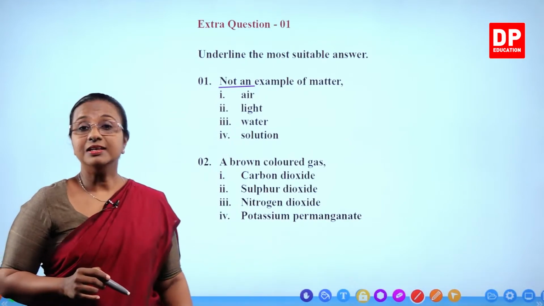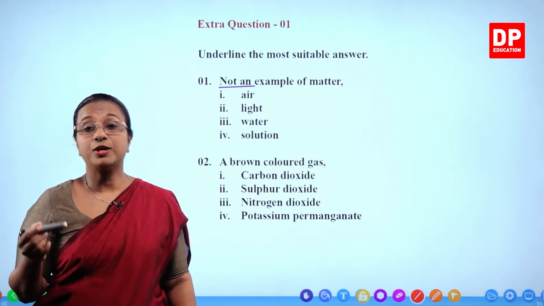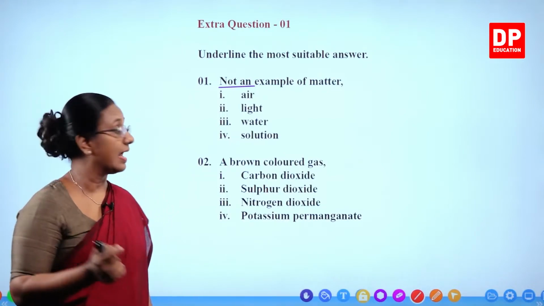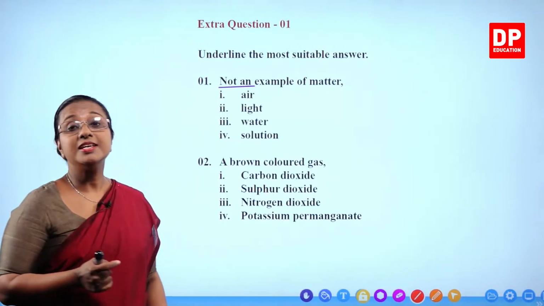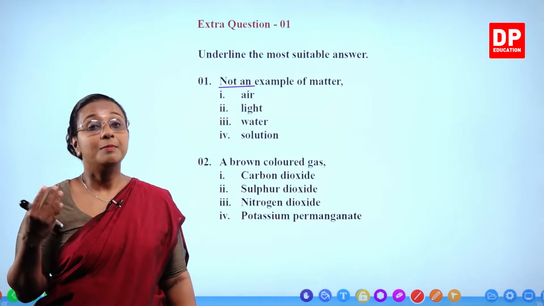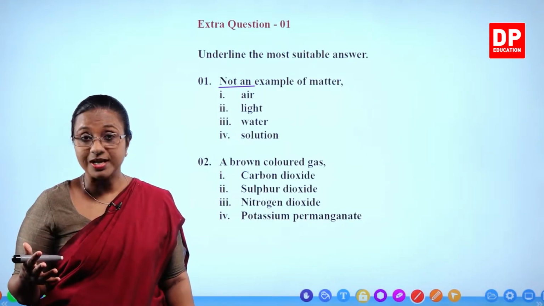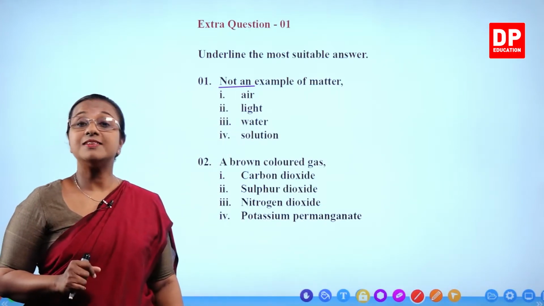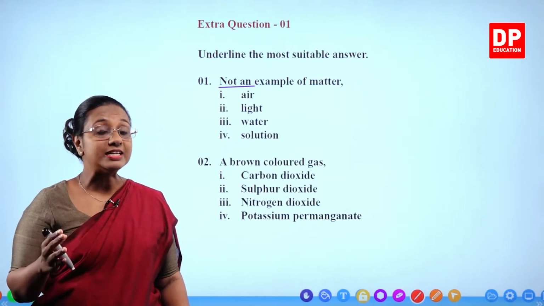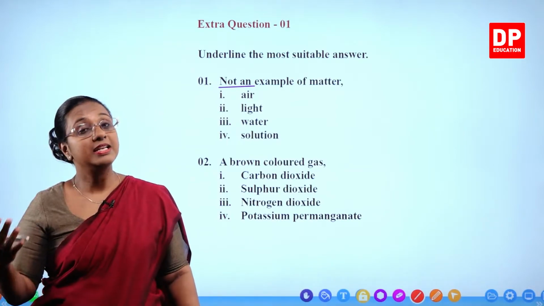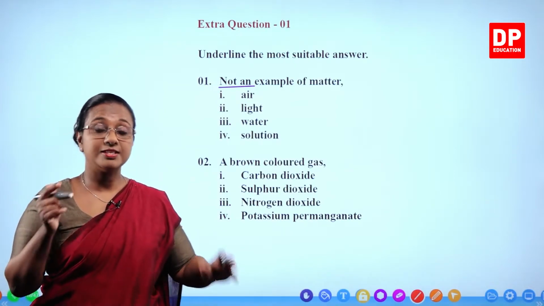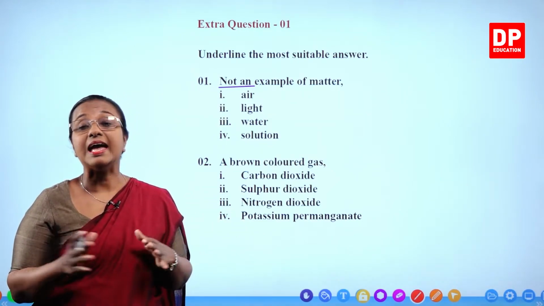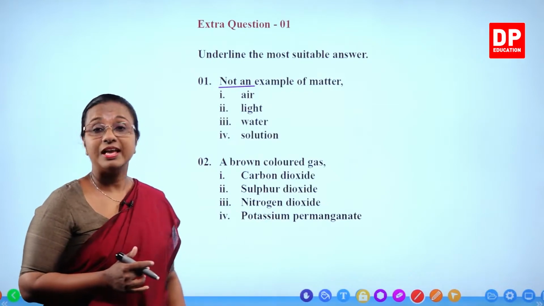What is matter? Anything that has a mass and occupies space is matter. It can be a solid, liquid or a gas. So air is gaseous state, but it has a mass and it occupies space. So it is matter. Then light. Light is a form of energy. Now energy does not have a mass. It does not occupy space. So that is how we classify non-living components as matter and energy.